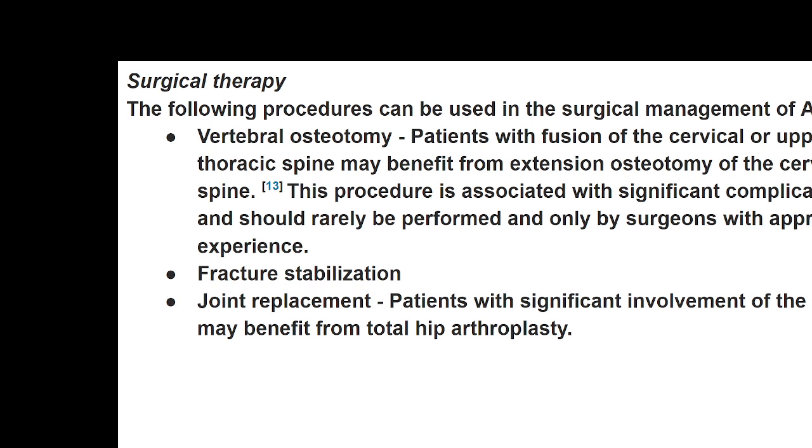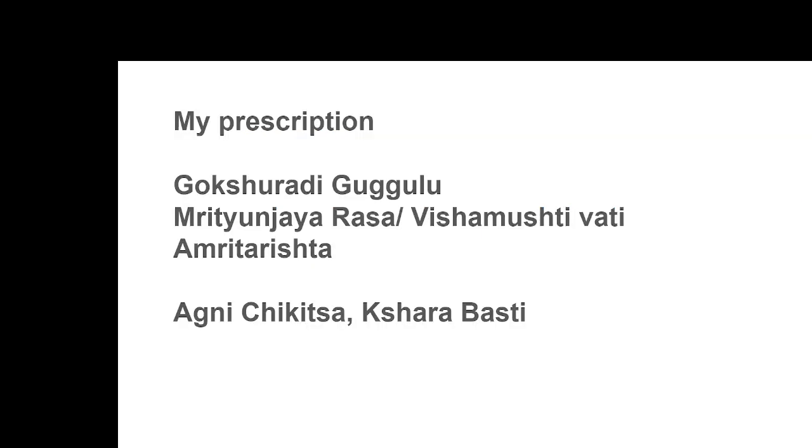Then surgical therapy is the other option, where it could be vertebral osteotomy, where the patients have involvement of the cervical or thoracic spine. The osteotomy can help increase the range of movements, or help with stabilization, fracture stabilization if there is a fracture. Replacement of joints are the other options depending upon the patient's presentation.